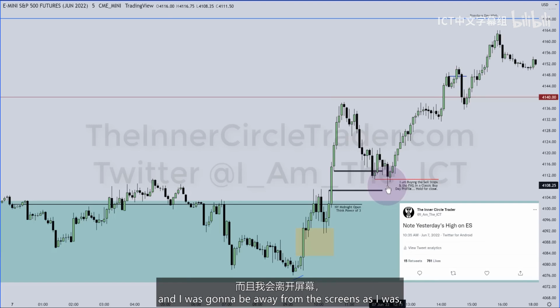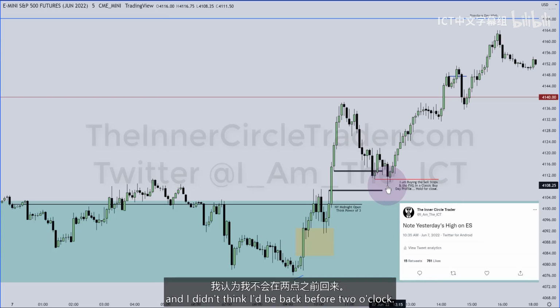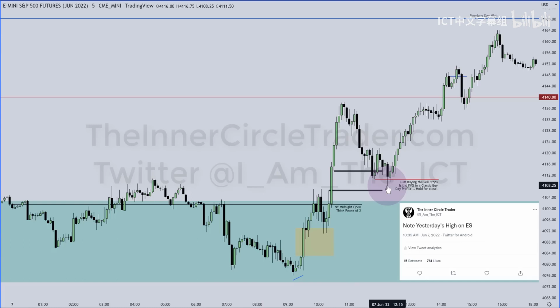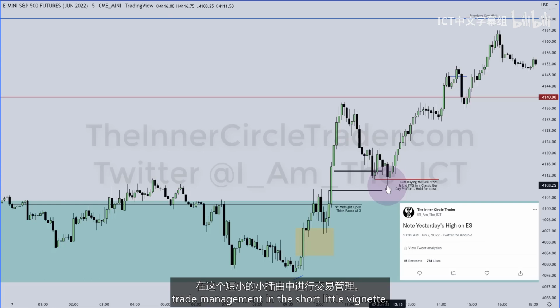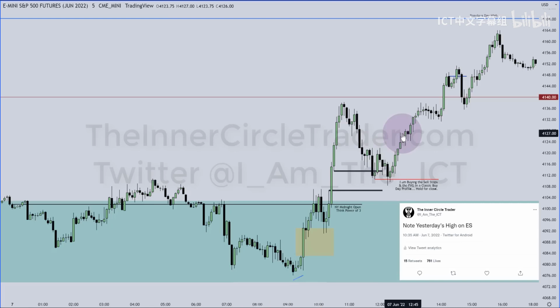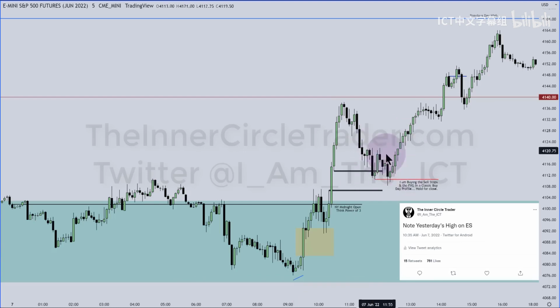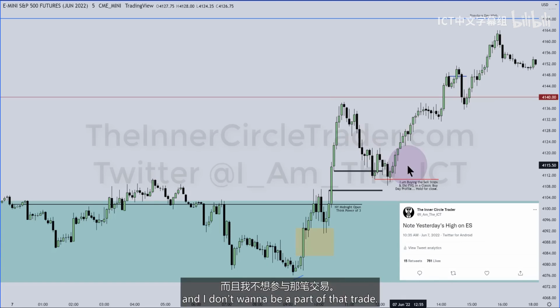Now, I had things I had to take care of, and I was going to be away from the screens. And I didn't think I'd be back before 2 o'clock. But I was managing that trade from my cell phone. And you can see that cell phone trade management in the short little vignette. You can see the stops being raised, and I'm taking partials along the way, the whole business. But as it's going up into this area here, I'm taking some of the contracts off, and I'm raising the stop loss up because I don't want it to come back down into that fair value gap again. It should never come back down into that again. If it does, I'm wrong, and I don't want to be a part of that trade.